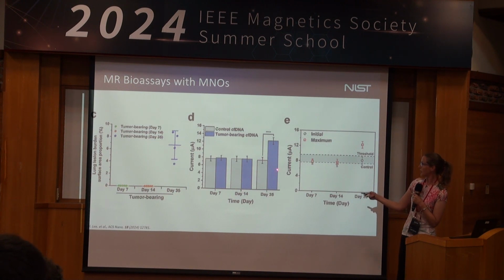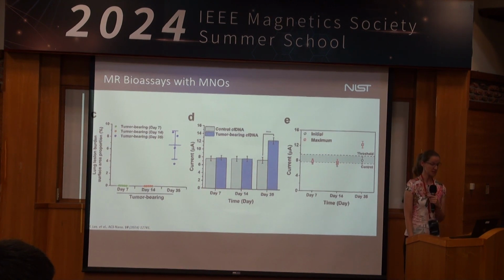And so you can see that you're not seeing it in the tumor growth early on, but after about a month you get enough signal that you can actually see this. And again, this is the control sample, and you're well above the threshold in this case.